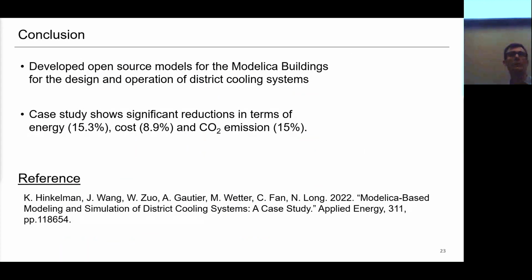So in conclusion, we developed these open source models for the Buildings library for district cooling systems. They should become available next spring with the official release of the Modelica Buildings library, but the models are already available now as part of the development branch. And the case study shows that there is about 15% reduction in energy consumption and in CO2 emissions, and about 9% reduction in costs without any upfront investment that will need to be done here.